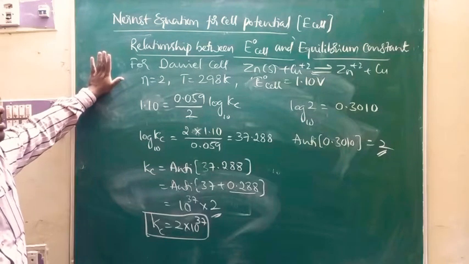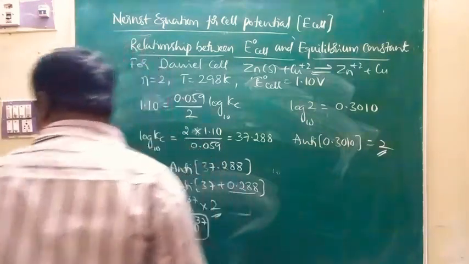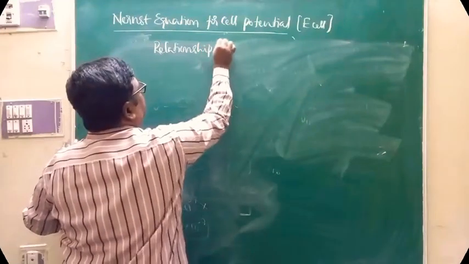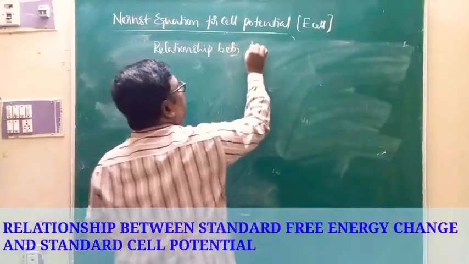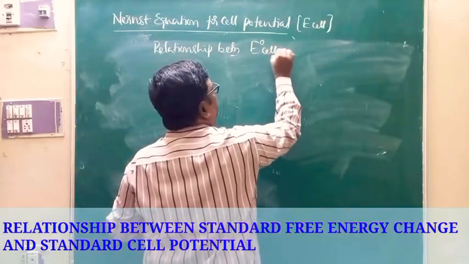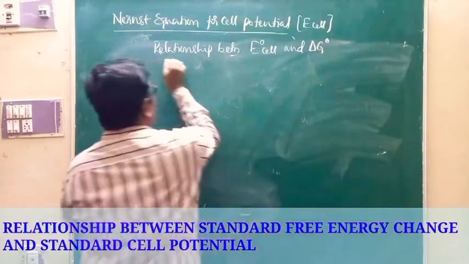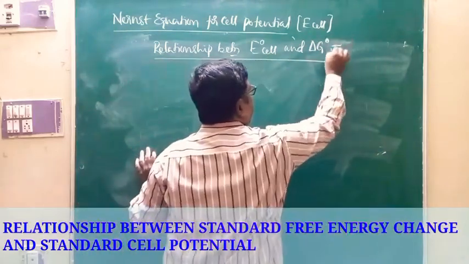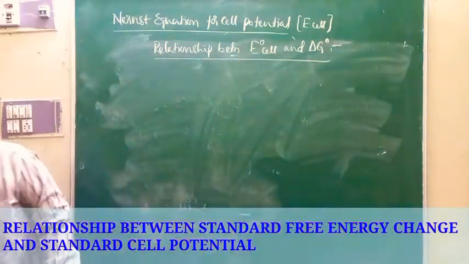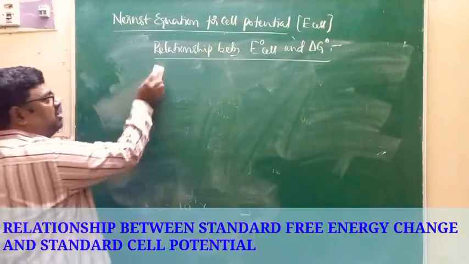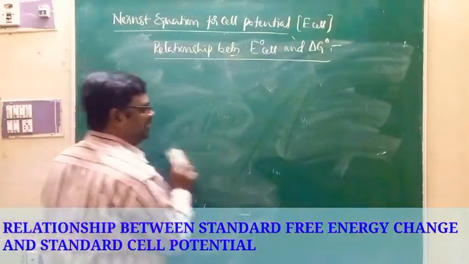So this is the relationship between E naught of cell and the equilibrium constant. Now let us look at E naught of cell and delta G naught, the standard free energy change. Free energy is related to the amount of work done during a particular reaction. The amount of energy available for doing useful work is called free energy.